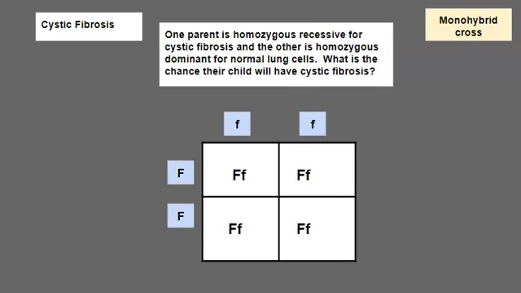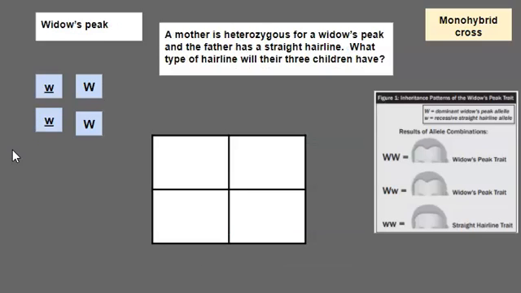Okay, let's put this together, and I'm going to show you a more formal way we write this in our last one. So our last one is widow's peak, and a mother is heterozygous for a widow's peak. And the father has a straight hairline. And if you don't know what I'm talking about, I included a picture from Utah Genetics on the right. So in the picture you can see that somebody who has a widow's peak has this kind of triangular shaped hairline in the front. And if it's a straight hairline, well, that's just straight across.